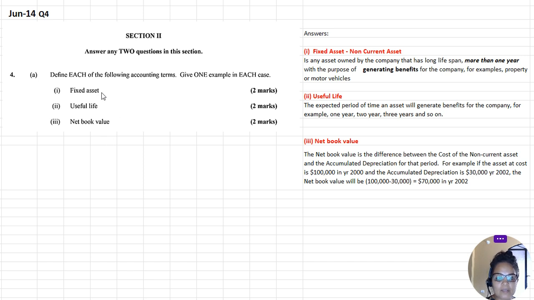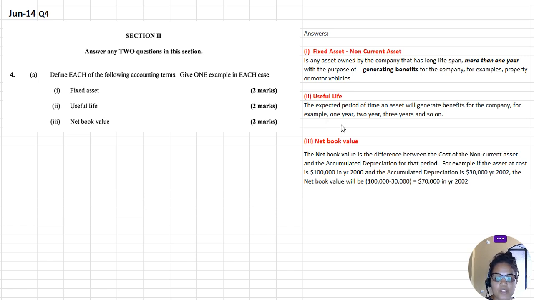Now, you know the fixed asset, which is a non-current asset, means that the asset has a longer lifespan than 1 year, and it generates a benefit for the company. So once you give the definition, if you also give an example, you can ensure that you get 2 marks. A definition with an example is a way of capturing the 2 marks with certainty. So for example, property and motor vehicles have a longer lifespan than 1 year.